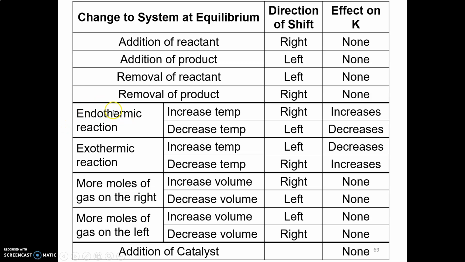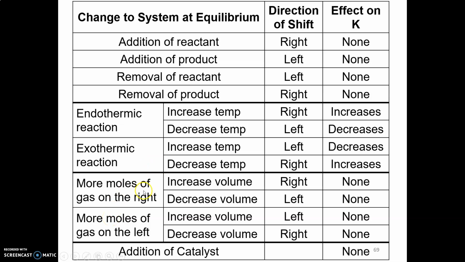If it's an endothermic reaction, then heat is a reactant, which means if you increase the temperature, you are increasing the heat, which means it's going to shift away to the right. If you decrease the temperature, you're removing heat, so it's going to shift to the left towards the heat that you removed. In an exothermic reaction, heat is the product. So if you increase the temperature, you're increasing the heat, so it's going to shift away towards the reactants. If you decrease the temperature, it's going to shift towards the products. So it'll shift to the right.